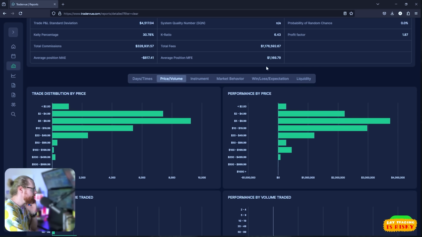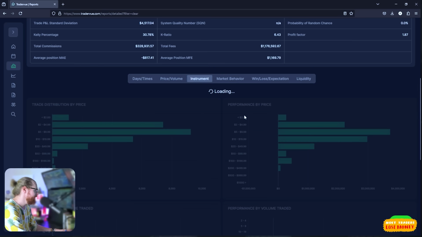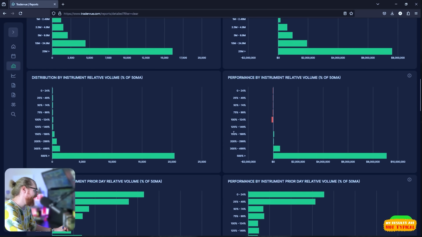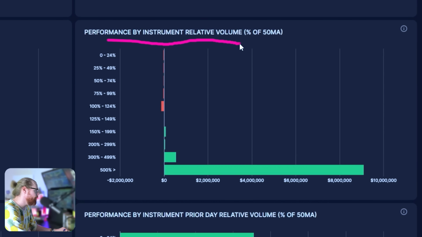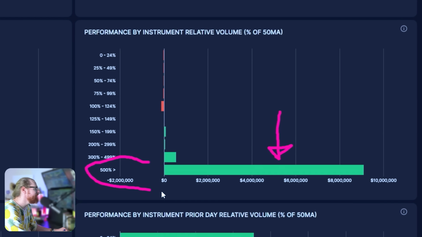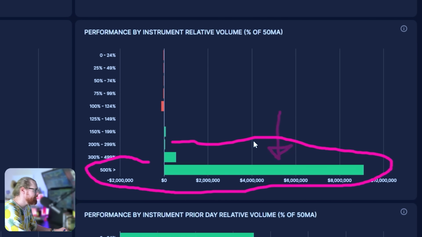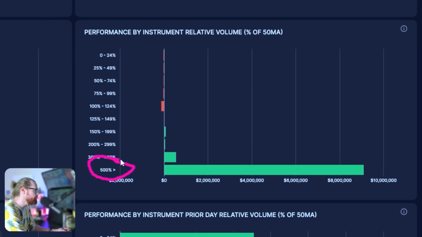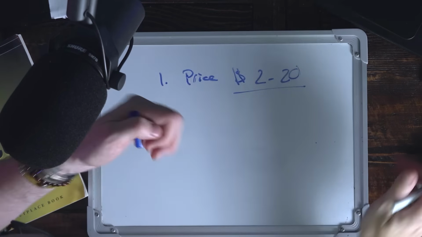Now something that's very interesting here: we can look at instrument, and we're going to scroll down. When this loads, we're going to look at performance by instrument relative volume, and it's very clear right down here. So what does this mean? It means the majority of my profit is on stocks that have 5 times higher volume today than their 50-day average. That means today they have high volume relative to normal. What's the cause of high volume? Typically a catalyst.